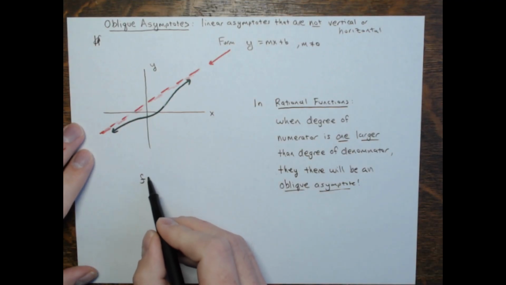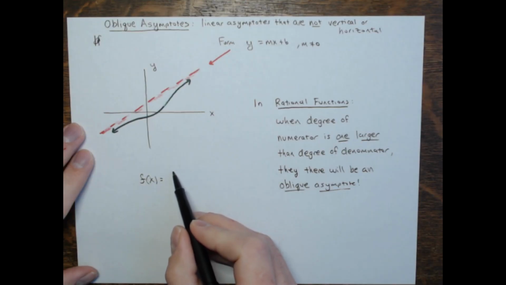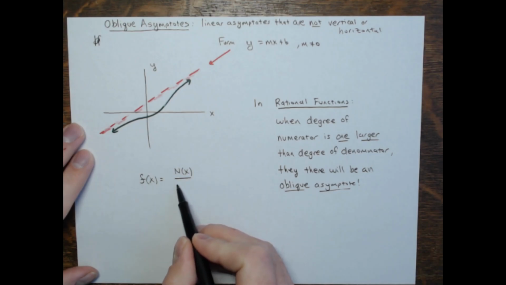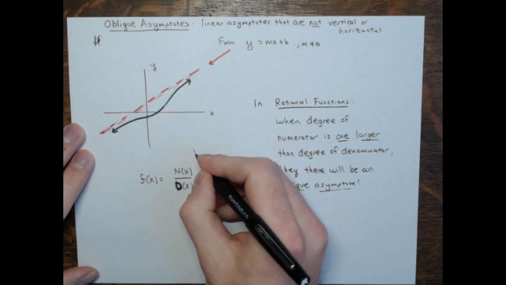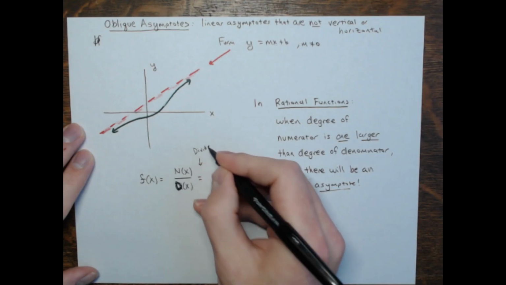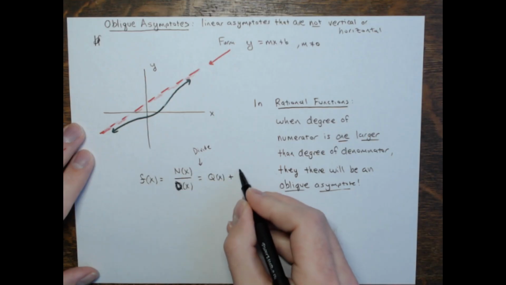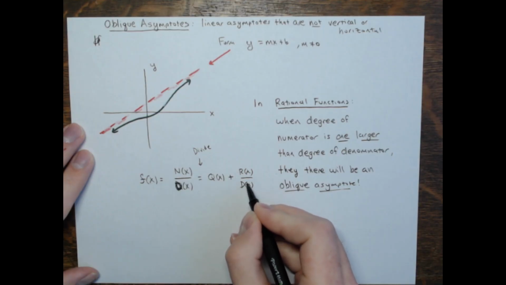In fact, when you have a rational function, you've got a numerator polynomial n of x divided by a denominator polynomial d of x. So n of x over d of x, numerator over denominator. If you were to actually divide, you'd get some quotient q of x plus some remainder divided by the divisor, right? Remainder over denominator.